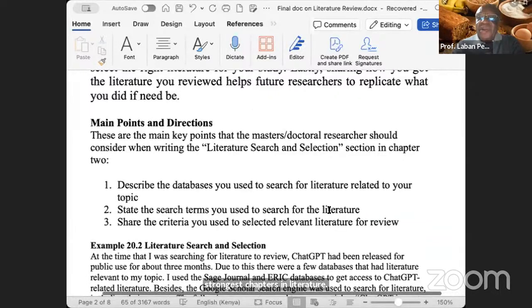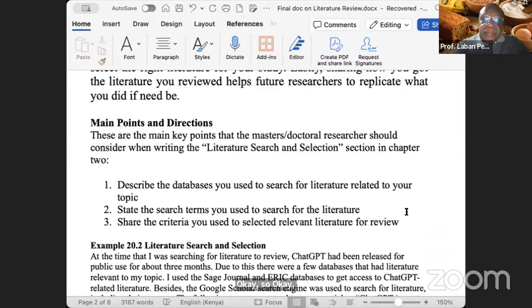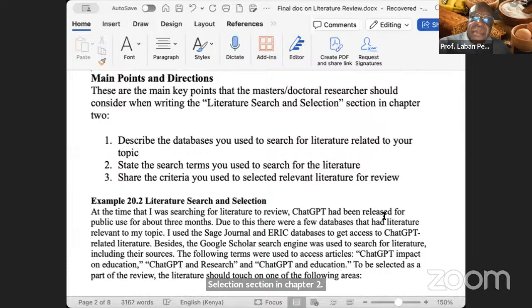Okay, so main points and directions. These are the main key points that the master's or doctoral researcher should consider when writing the literature search and selection section in chapter 2. One, describe the database you use to search for literature related to your topic. Two, state the search terms you used to search for the literature. Three, share the criteria you used to select relevant literature for review.